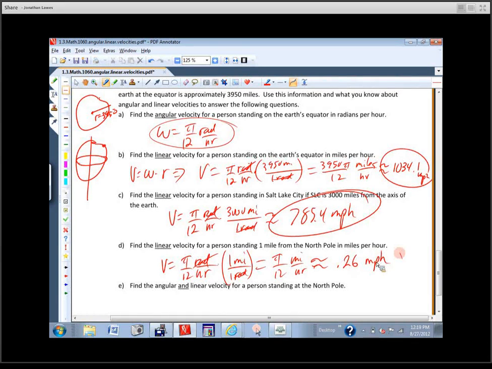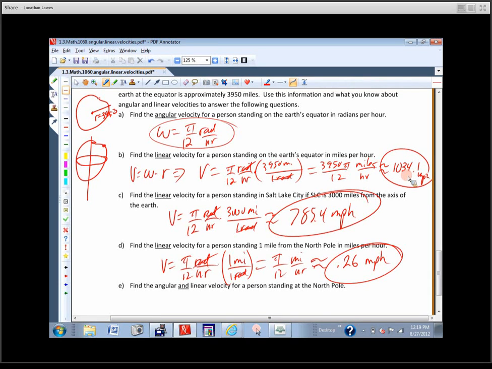Miles per hour. So we go from 1,000 miles per hour at the equator, 700 something miles per hour in Salt Lake City. If you're about a mile from the North Pole, your linear velocity is only about a quarter of a mile in an hour. That's like from here to the entrance. That's all you move in an hour. Versus 1,000 miles, halfway across the United States practically.